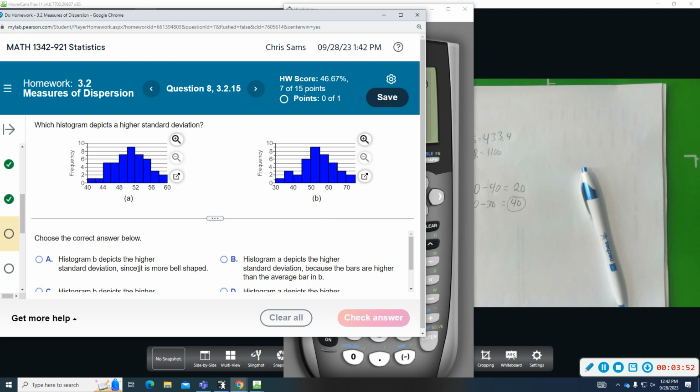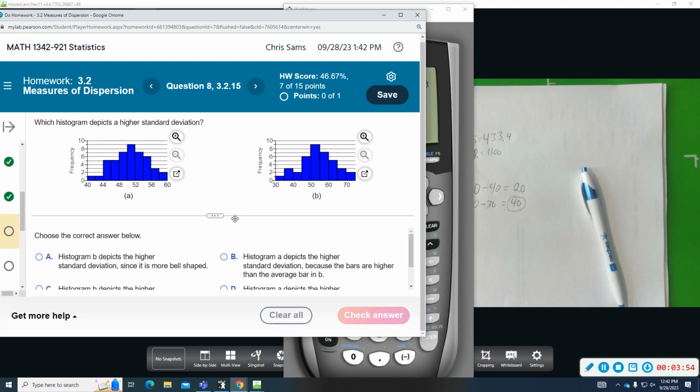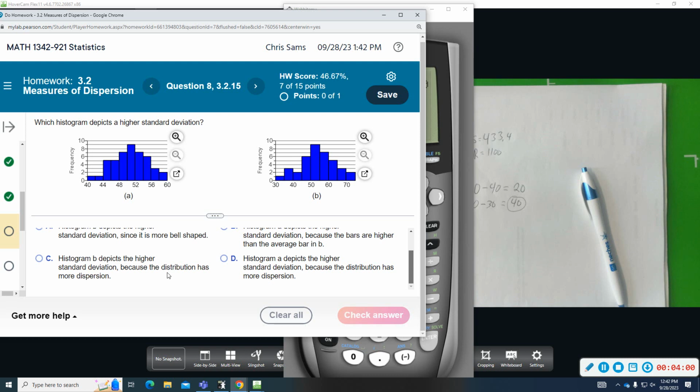depicts a higher standard deviation since it's more bell-shaped. Histogram A is the higher standard deviation because the bars are higher. C says histogram B depicts a higher standard deviation because the distribution has more dispersion. That's going to be the correct explanation here. And then D says A is higher because the distribution has more dispersion. So it looks like B has more dispersion.